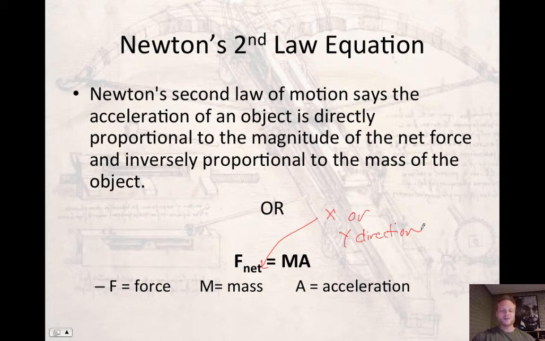But F net equals mass times acceleration, and down below I tell you that F stands for force, which is measured in newtons, mass, which is measured in kilograms, and acceleration, which is measured in meters per second squared. Okay, so here we go.